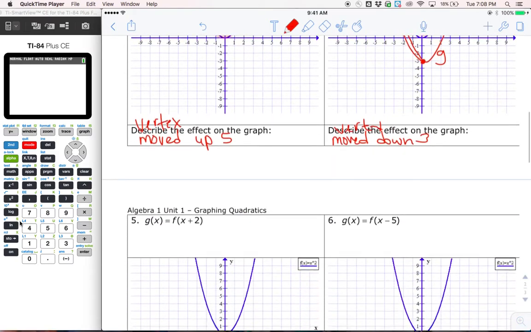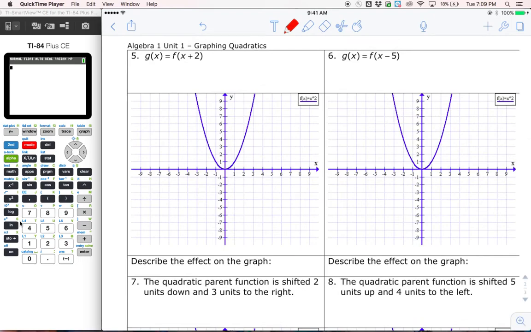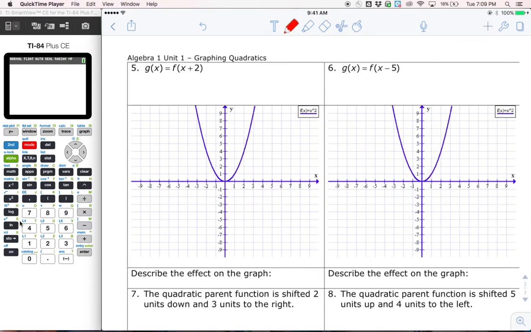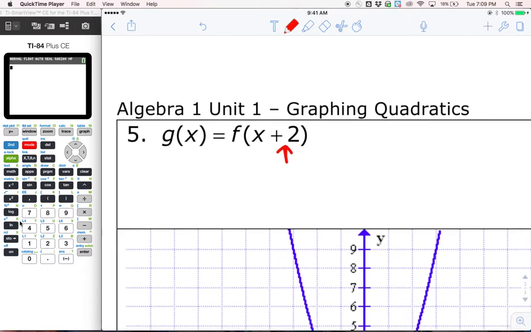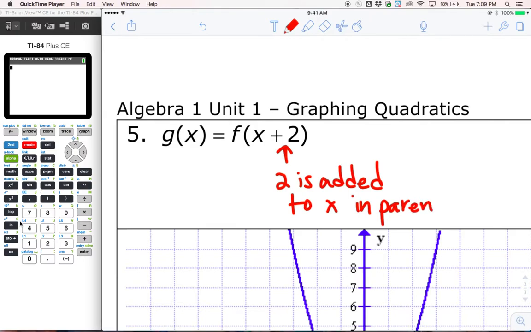All right, flip it over to the back side. We got a couple more examples to look at. So now what we have is a change where we have a number in parentheses. So 2 is added to x in parentheses. The parentheses part of that is actually important. Okay, parentheses.